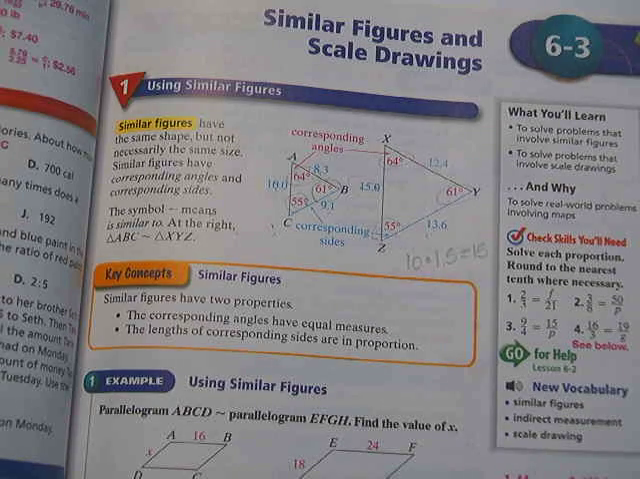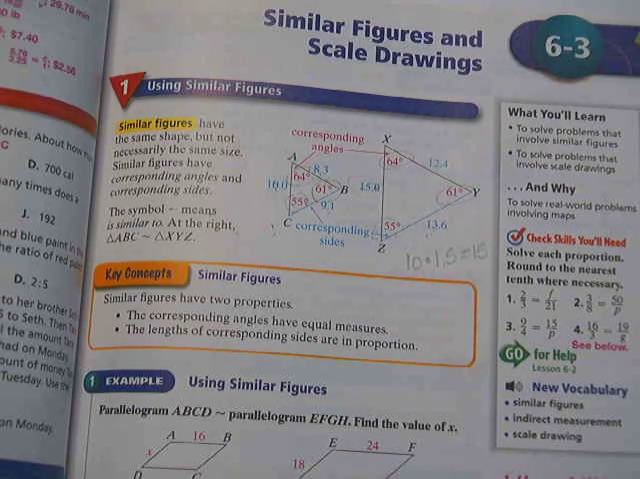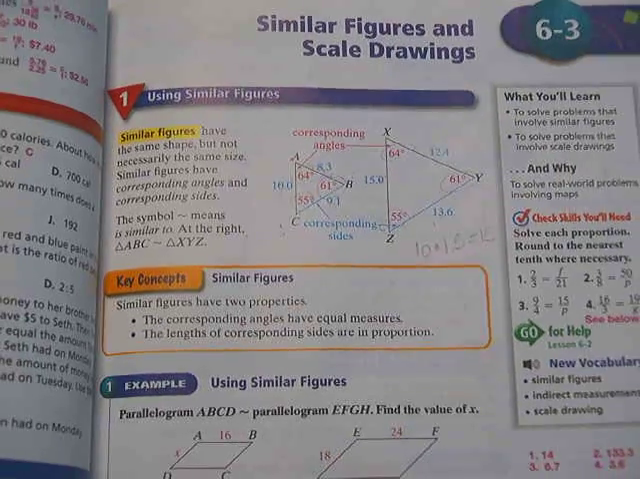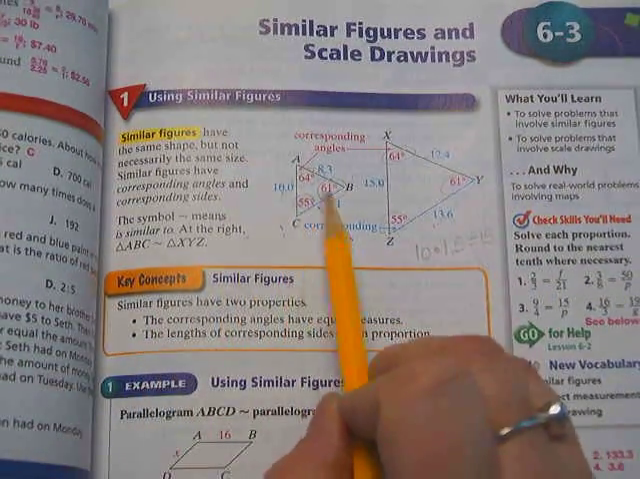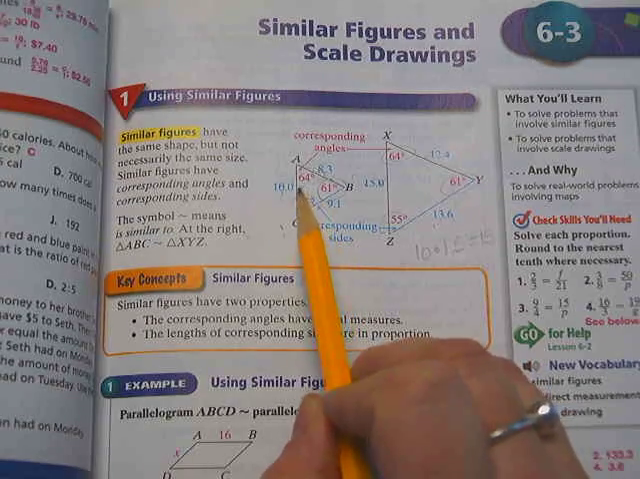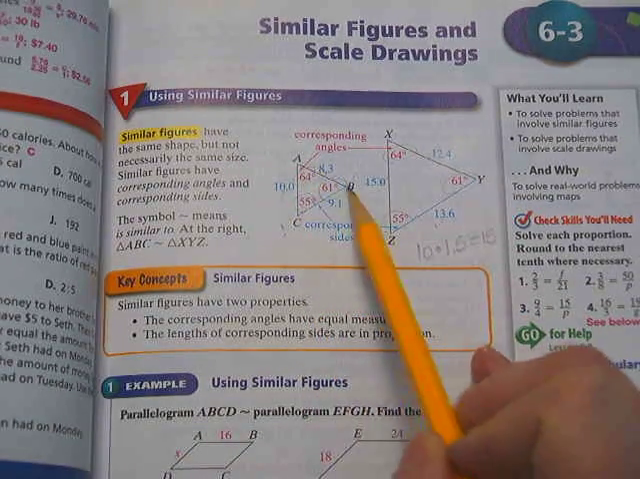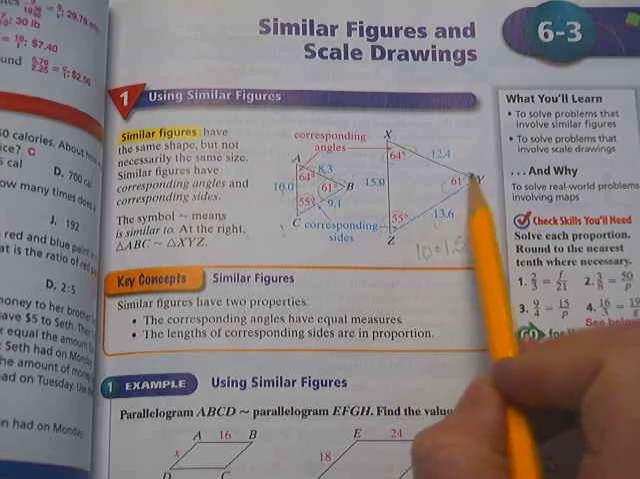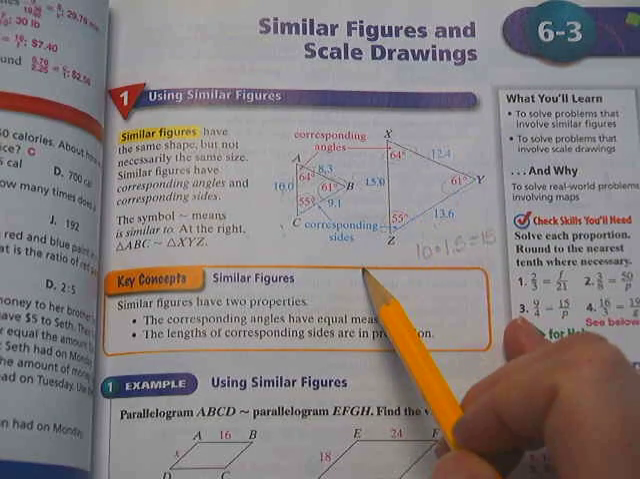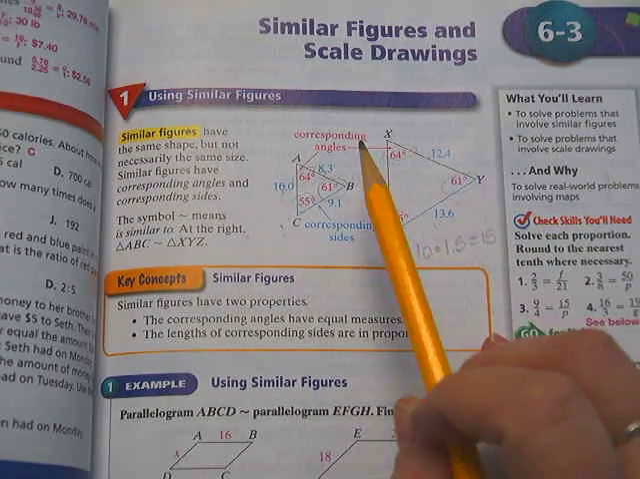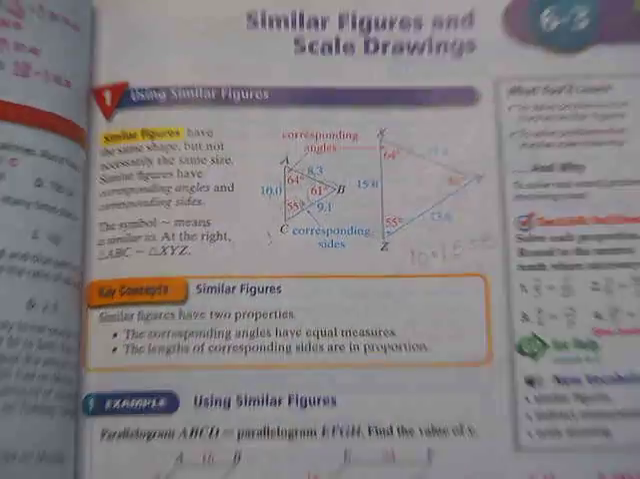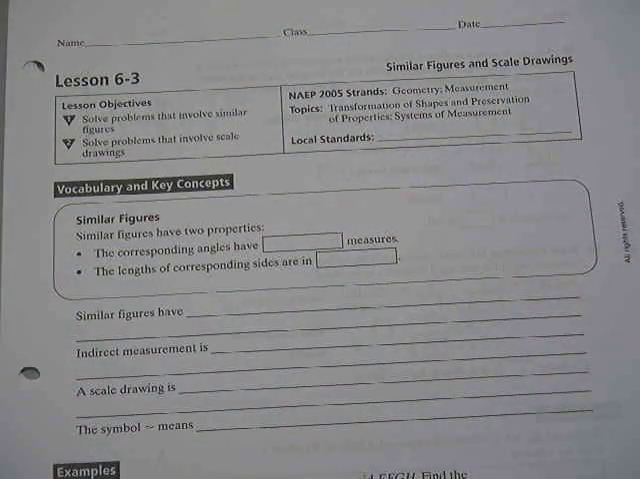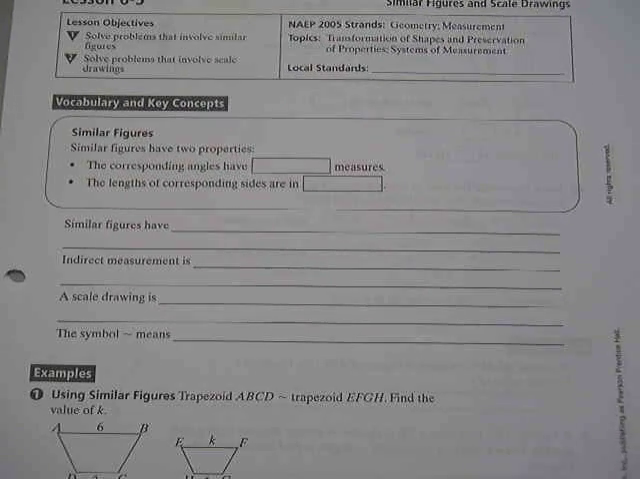All right, today we're going to learn about similar figures and scale drawings. Now, I'm showing you a page in the book because I want to show you a little bit in a picture of what we're doing. If you can see here, we have two triangles, and those two triangles are similar to each other. Now, similar figures have the same shape, but not the same size. So let's fill that in our definition sheet here.